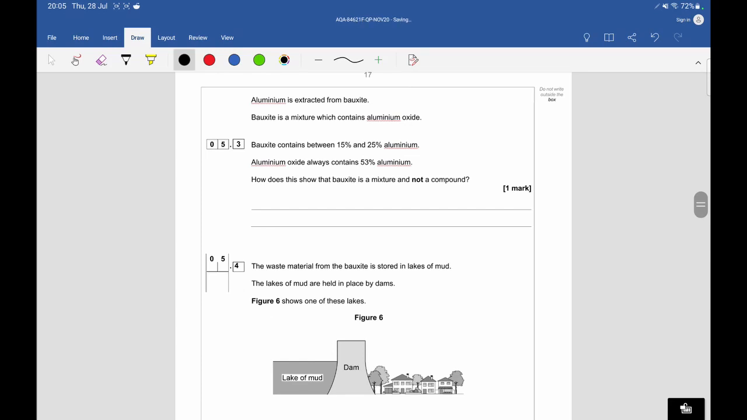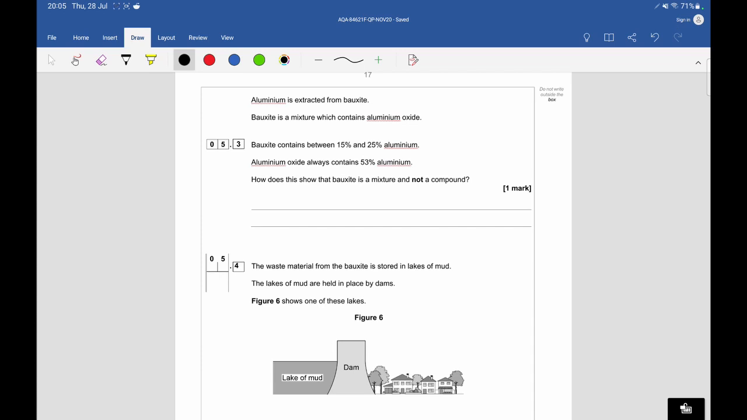Aluminium is extracted from bauxite. Bauxite is a mixture which contains aluminium oxide. Bauxite contains between 15 and 25% aluminium. Aluminium oxide always contains 53% aluminium. How does this show that bauxite is a mixture and not a compound?